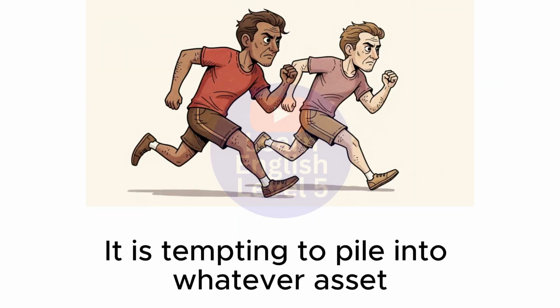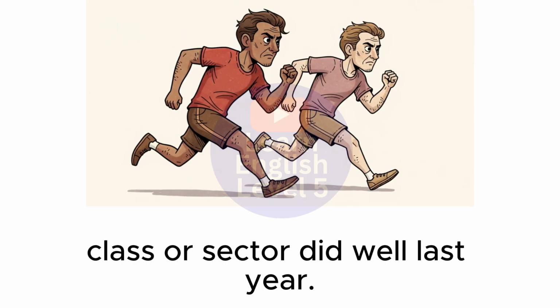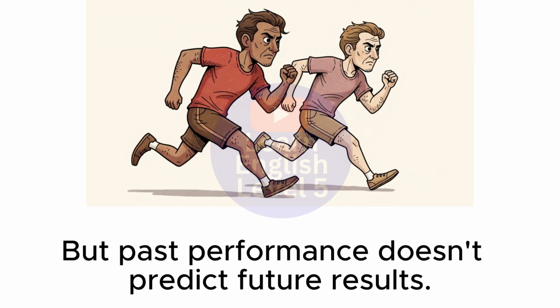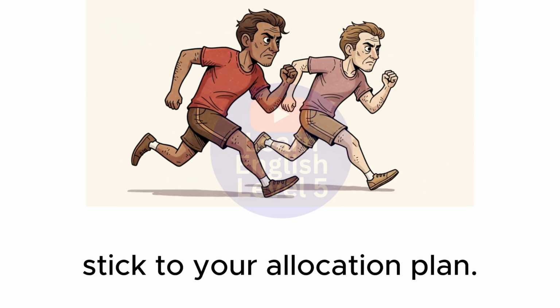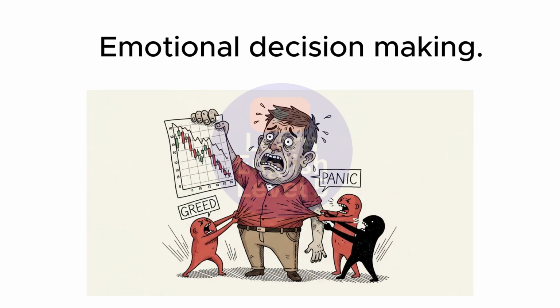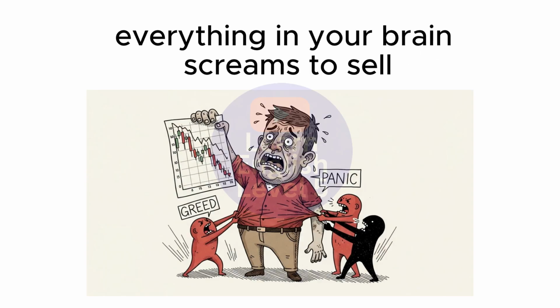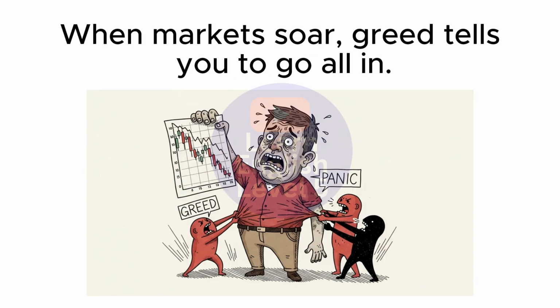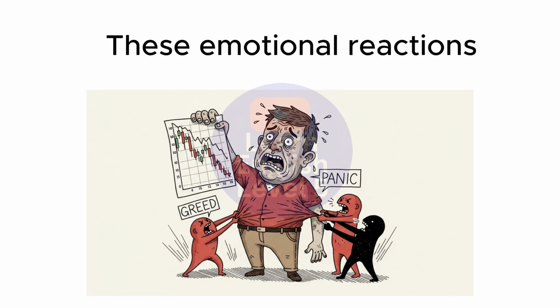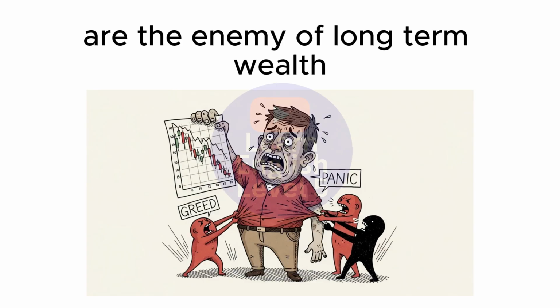Chasing performance. It is tempting to pile into whatever asset class or sector did well last year. But past performance doesn't predict future results. Often last year's winners become next year's laggards. Stick to your allocation plan. Emotional decision making. When markets crash, everything in your brain screams to sell and stop the pain. When markets soar, greed tells you to go all in. These emotional reactions are the enemy of long-term wealth building.